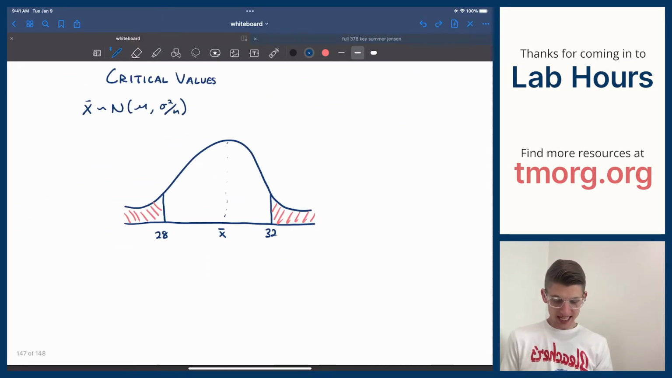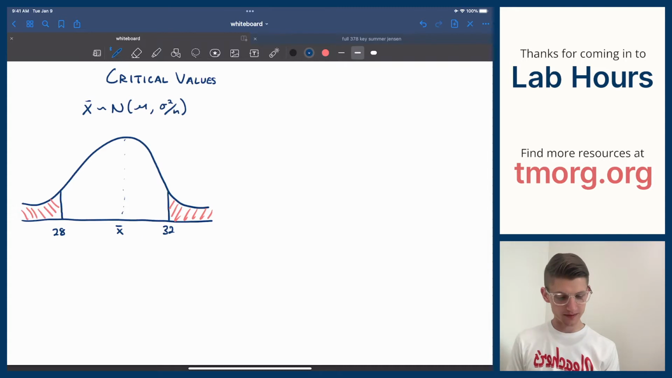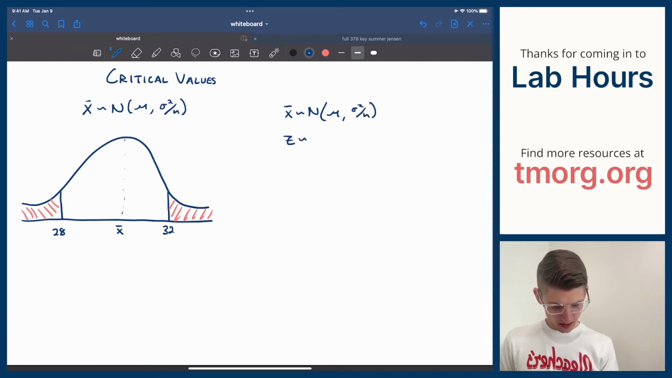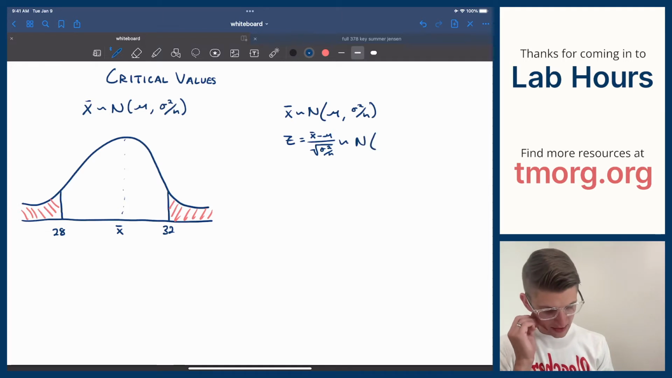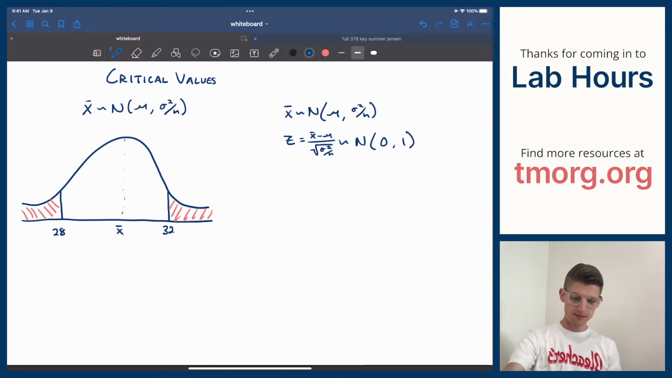Well, what they did is they took this X bar that they calculated, this 30, and they standardized it. How do we standardize something? Well, if X bar is distributed as a normal random variable with mean of mu and variance sigma squared over n, then z, or a standard normal variable, would be equal to, for example, (x bar minus mu) over the square root of sigma squared over n. That's going to be distributed as a standard normal variable, right? With a mean of 0 and a variance of 1. They took their x bar and they standardized it, right?